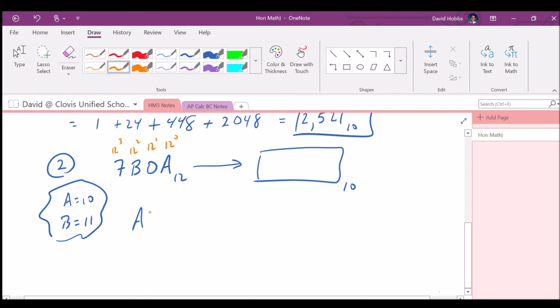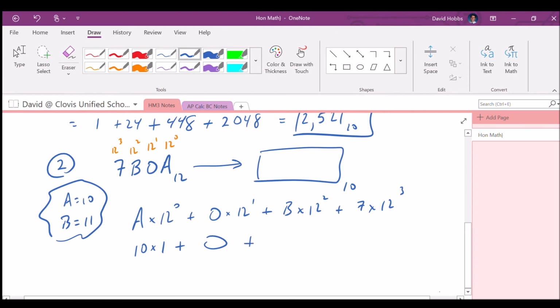So, A times 12 to the 0 plus 0 times 12 to the first plus B times 12 to the second plus 7 times 12 to the third. Okay, now what is A really? A is 10. And 12 to the 0 is 1. Plus, okay, 0 times, that's just 0.